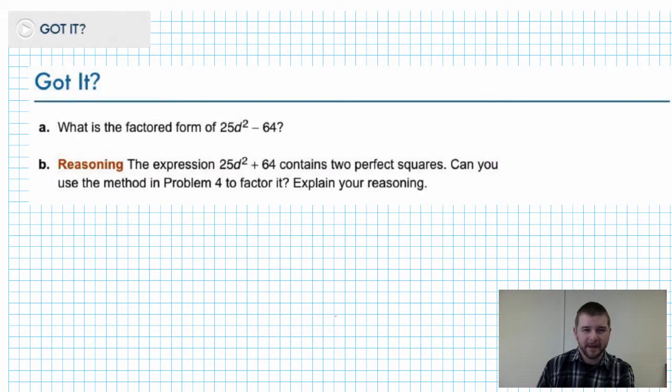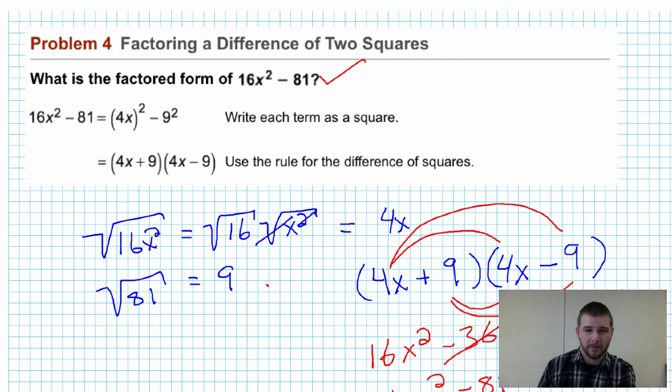And a chance to show that you have got it. A, what is the factored form of 25d squared minus 64? And B, a reasoning question. The expression 25d squared plus 64 contains two perfect squares. Can you use the method in problem 4 to factor? Explain your reasoning. A quick look back at problem 4. And back to our problem at hand.